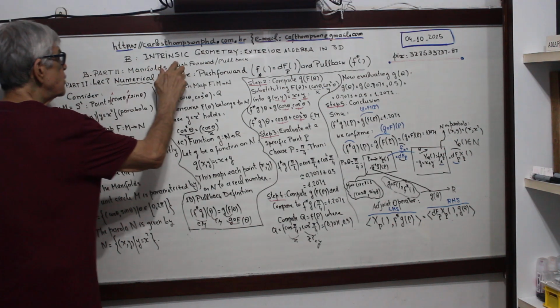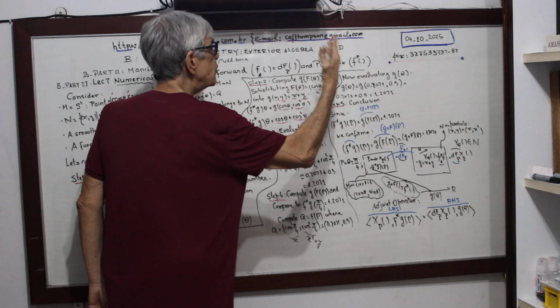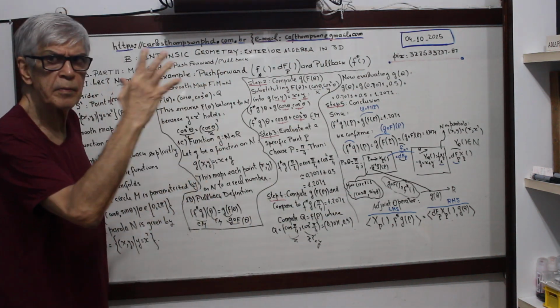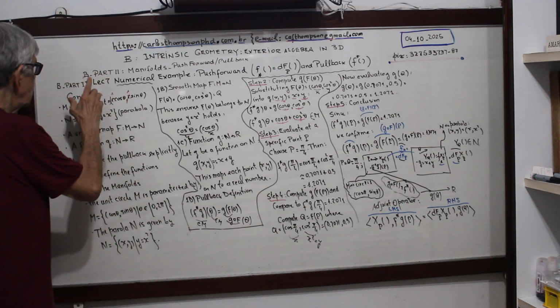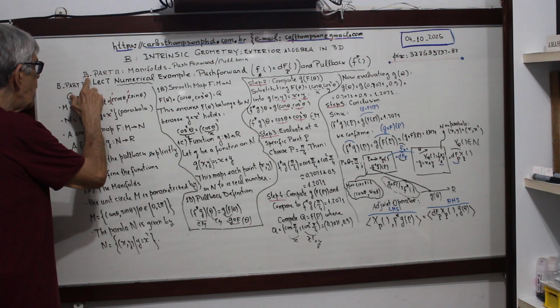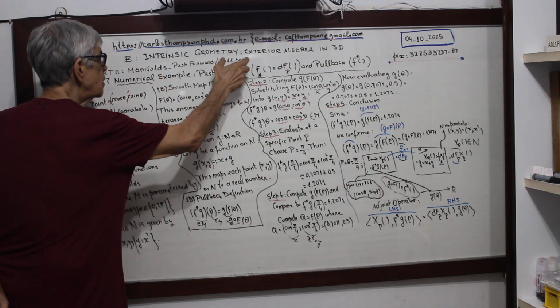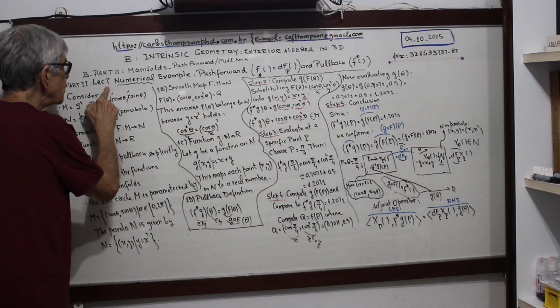Item B, intrinsic geometry, exterior algebra in any dimension. Could be 3-dimensional, 2-dimensional, 4-dimensional. You see? Now, in this case, item B, part 2, manifold, push forward, and pull back. B, part 2, lecture 7.